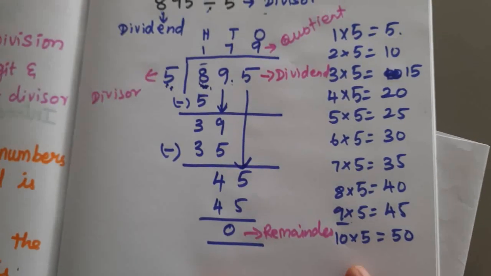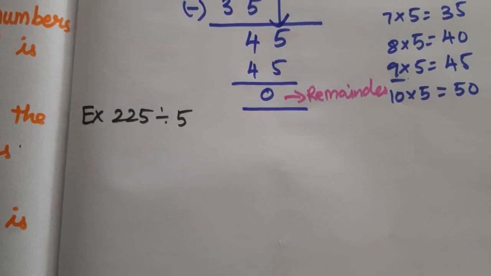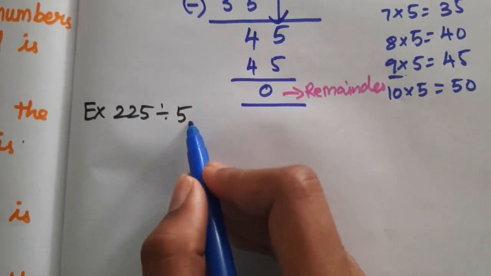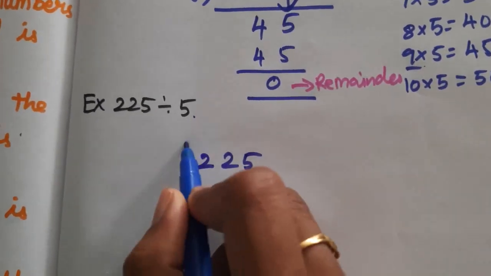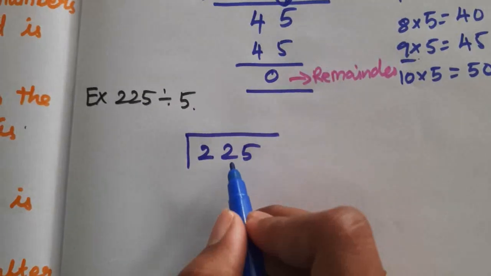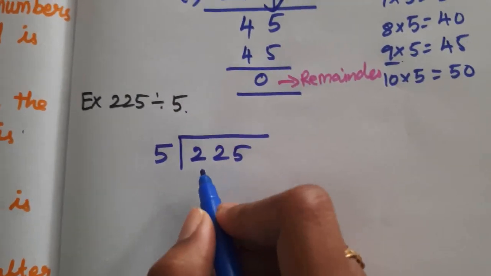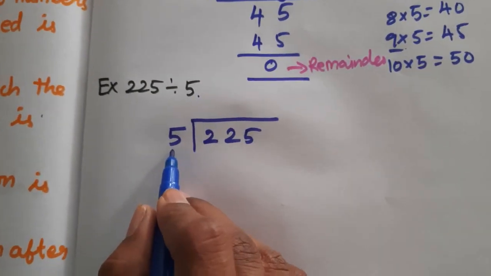Shall we see one more example in that same table? Yes. So the next example is 225 divided by 5. First you have to write the dividend inside the box. Outside the box you have to write the divisor. Here, what is 225? Yes, very good. That is the dividend. 5 we call the divisor.